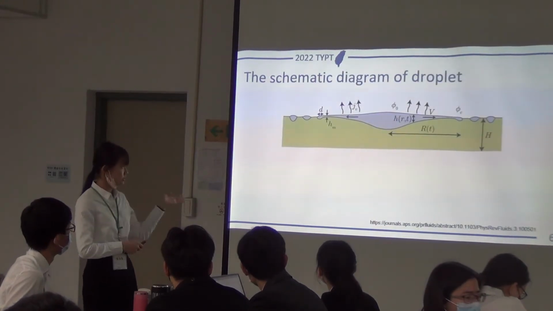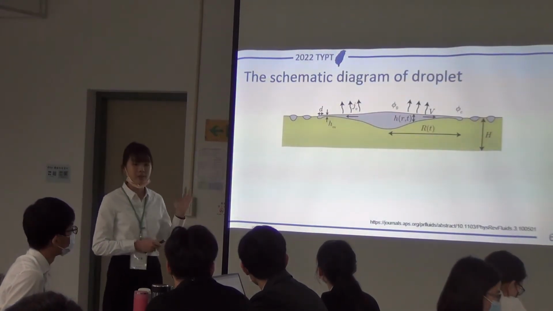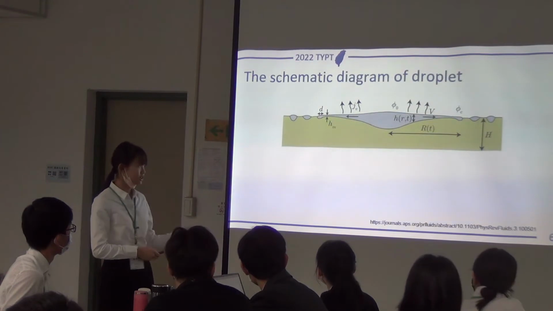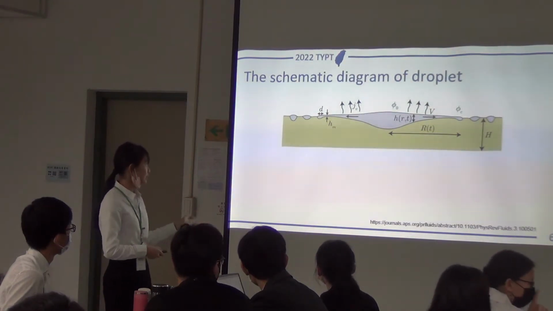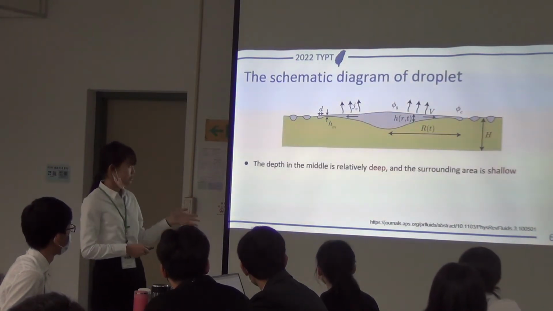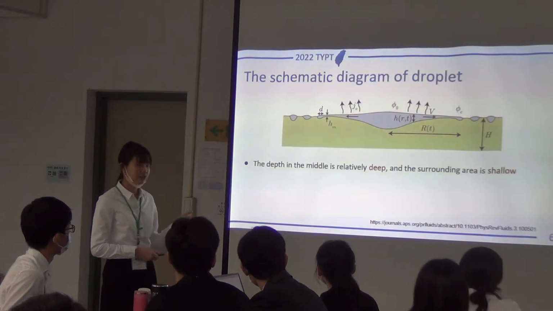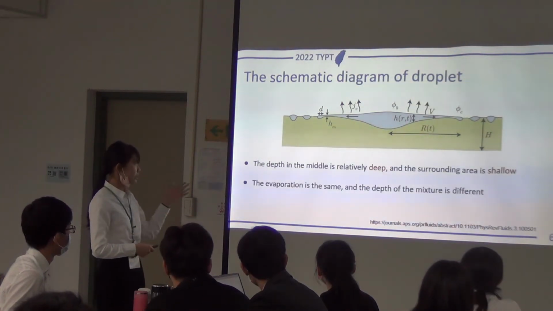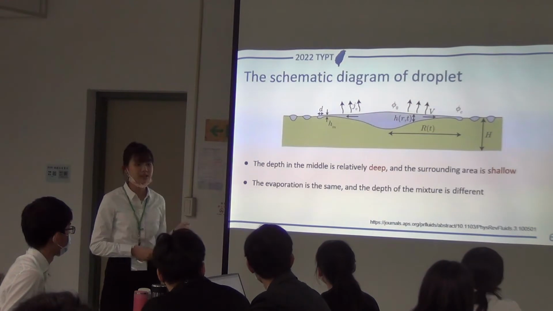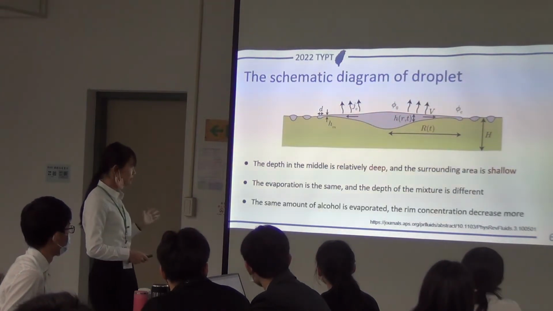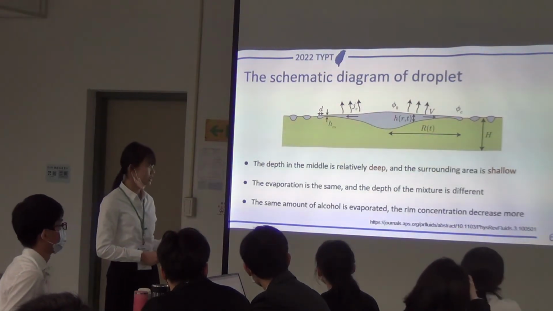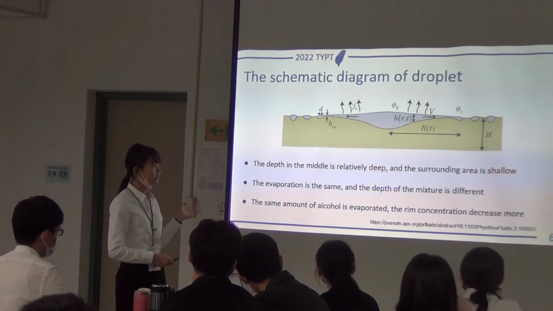Now, in our experiments, the droplets have uniform composition initially, but after a short time, some of the alcohol evaporates, and the center is relatively deep, and the surrounding area is shallow. So the evaporation rate, the depth of the mixture, is different. Therefore, even if the same amount of alcohol is evaporated, the rim concentration will decrease more.